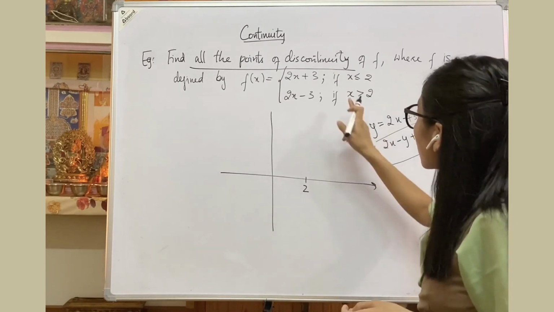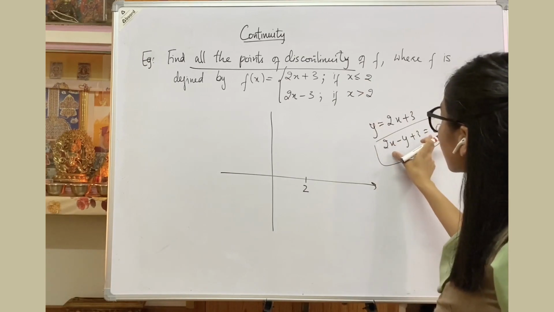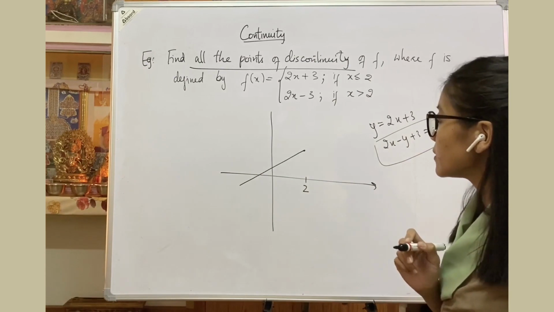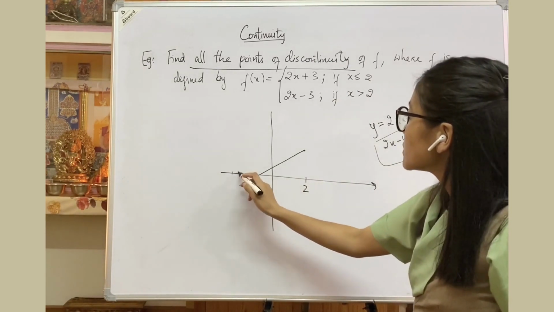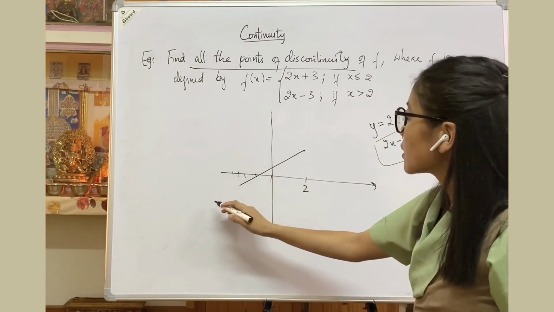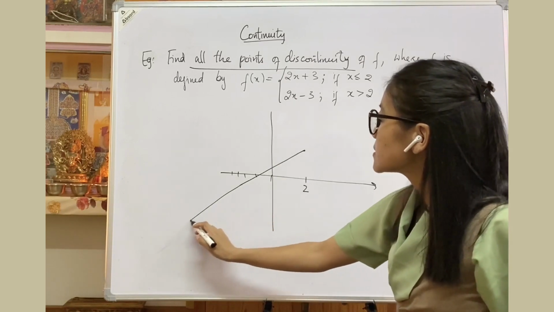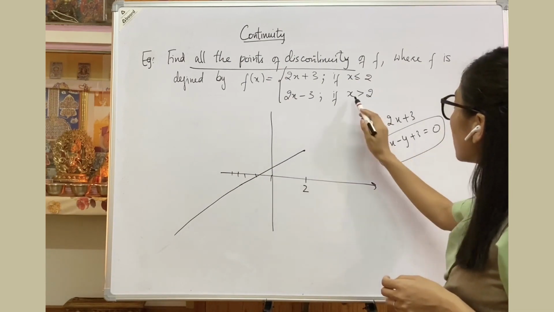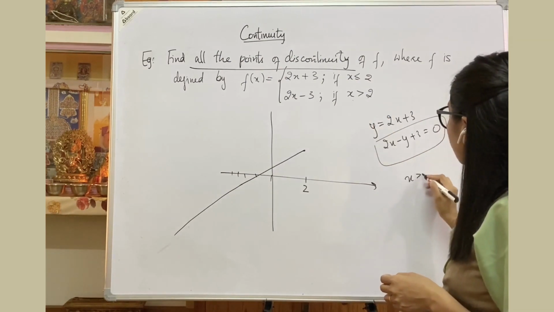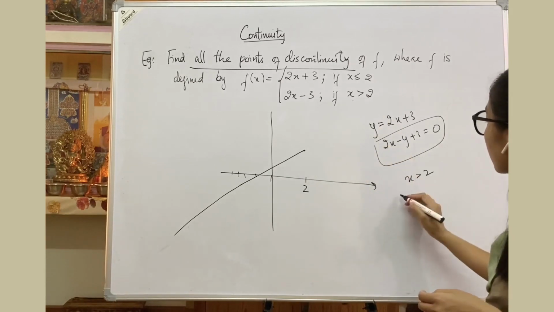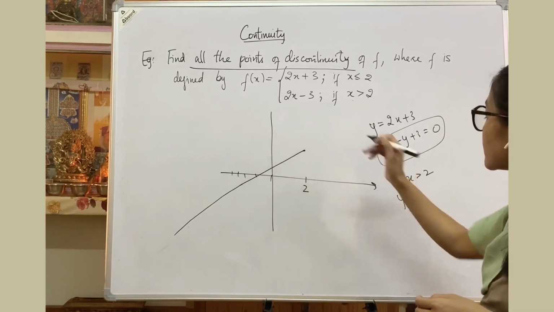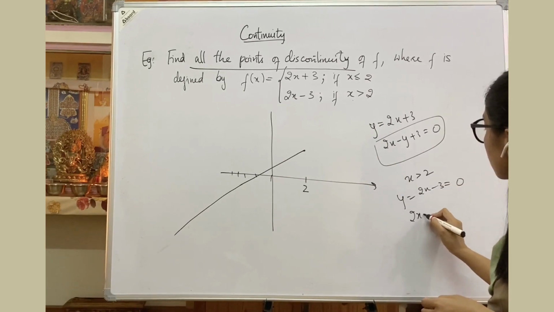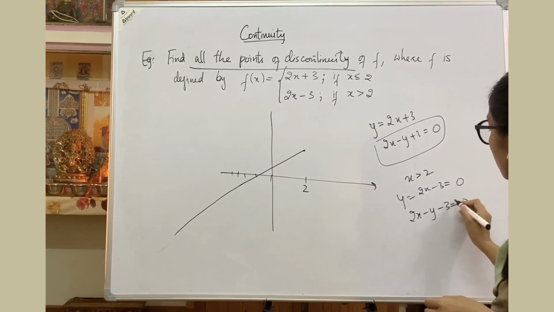So when x is less than or equal to 2, you will get a graph for this which will be a line. Let me just draw it roughly. Wherever you take a point here, it will always be continuous. The graph is nowhere broken, so you can extend this as much as you want. Similarly, when x is greater than 2, then f(x) or y equals 2x minus 3, which means 2x minus y minus 3 equals 0.